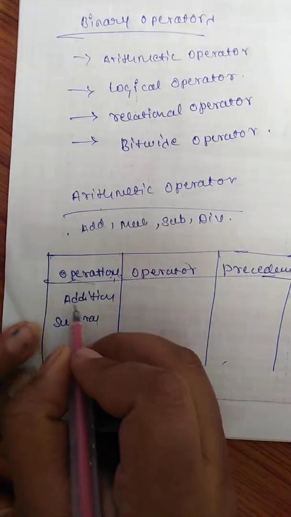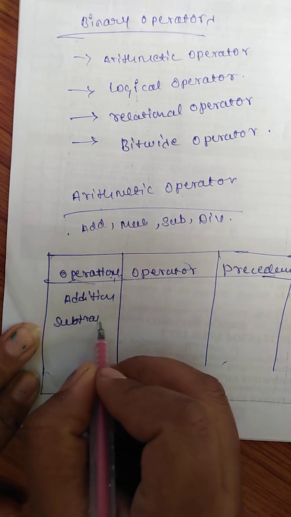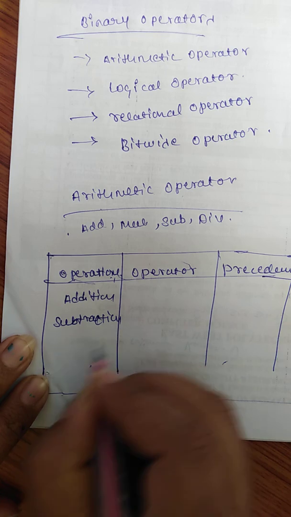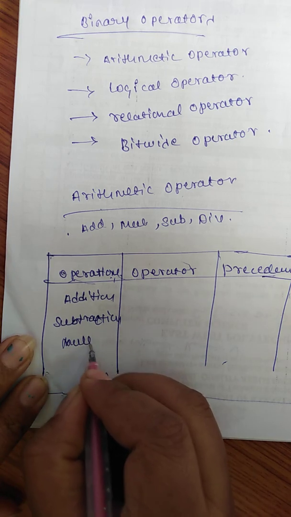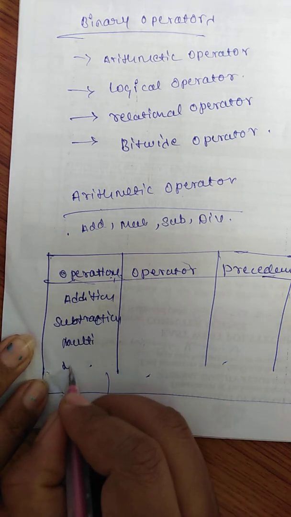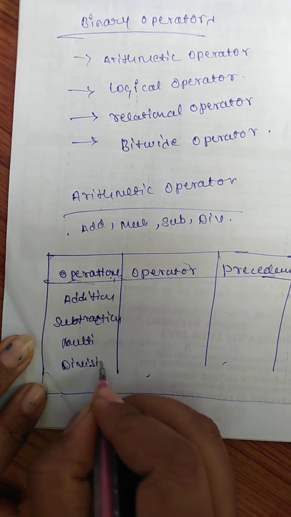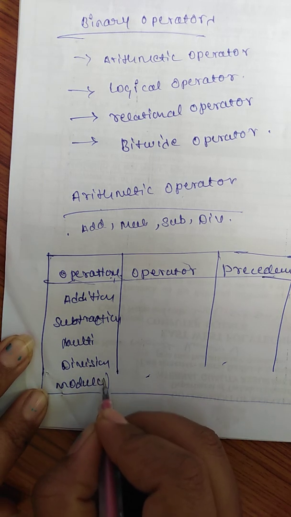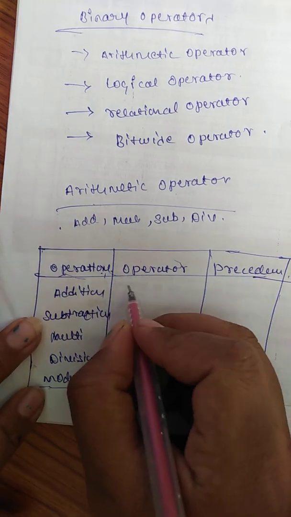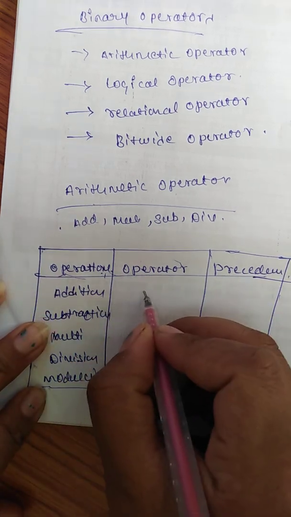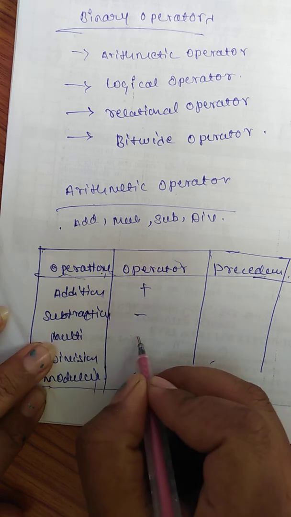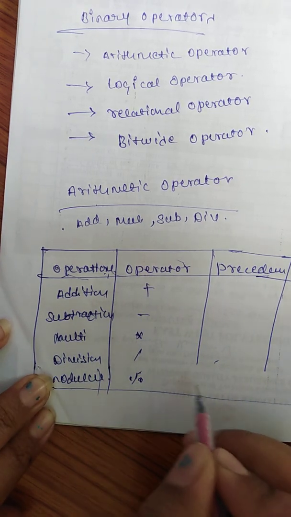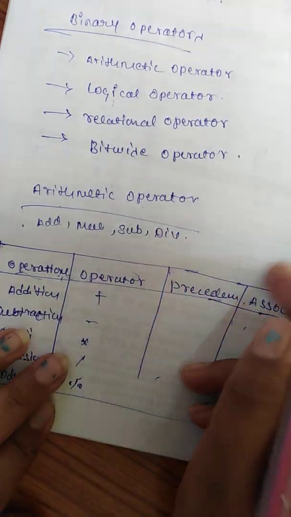The first one is addition, the second one is subtraction, the third one is multiplication, the fourth one is division, and the fifth one is modulus. Operators: what are the operators we can use? In addition, plus; subtraction, minus; multiplication, division and modulus. These operators we can use as arithmetic operators.